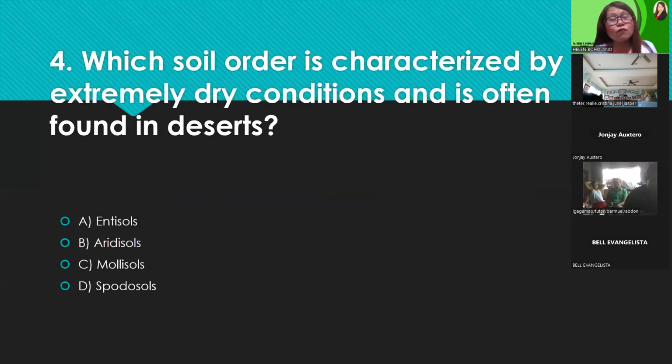Correct. 4. Which soil order is characterized by extremely dry condition and is often found in desert? A. Entisols, B. Aridisols, C. Mollisols, or D. Spodosols.